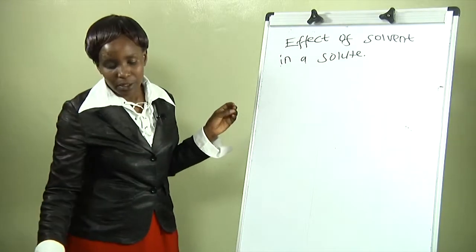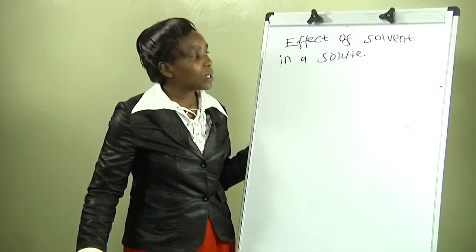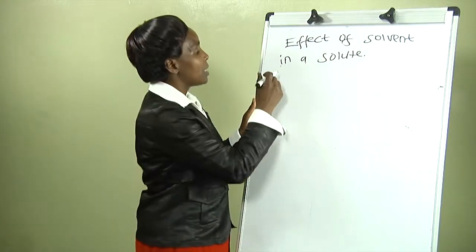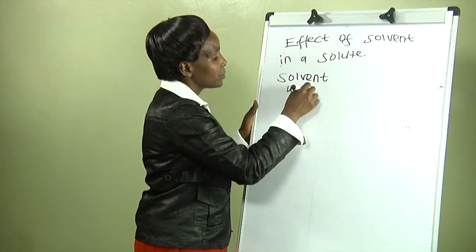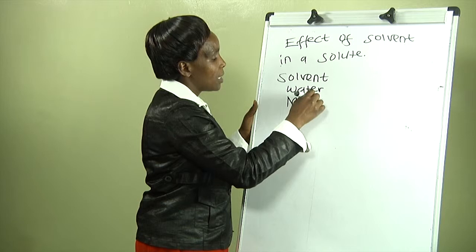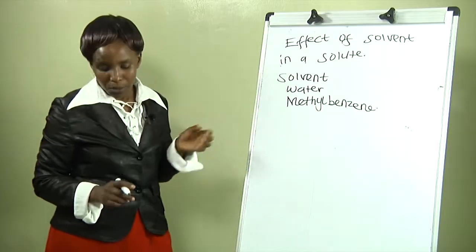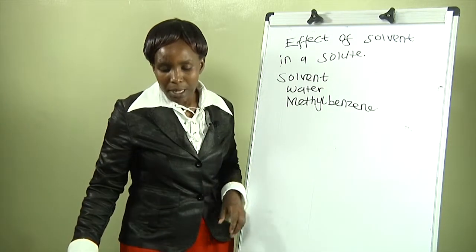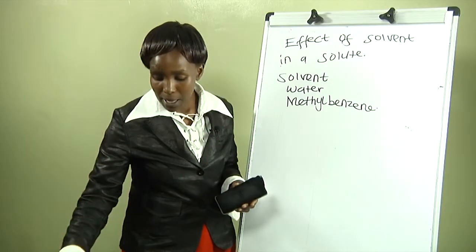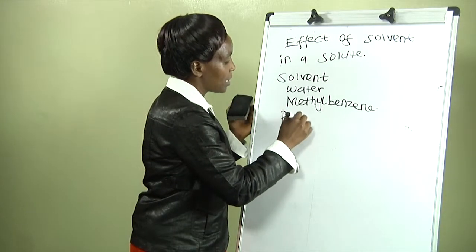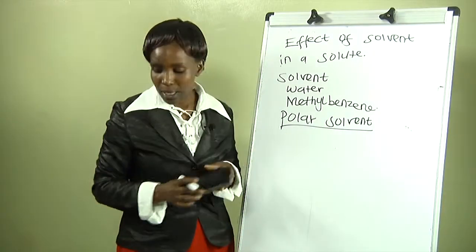Now, the other thing we need to understand is, when we talk of the effect of a solvent on a solute, we are going to look at some solute and two solvents. You can talk of water, and another one known as methyl benzene. We see which one dissolves in water, which one does not dissolve in water. And one term I want us to define before we discuss this part is what we mean by a polar solvent.